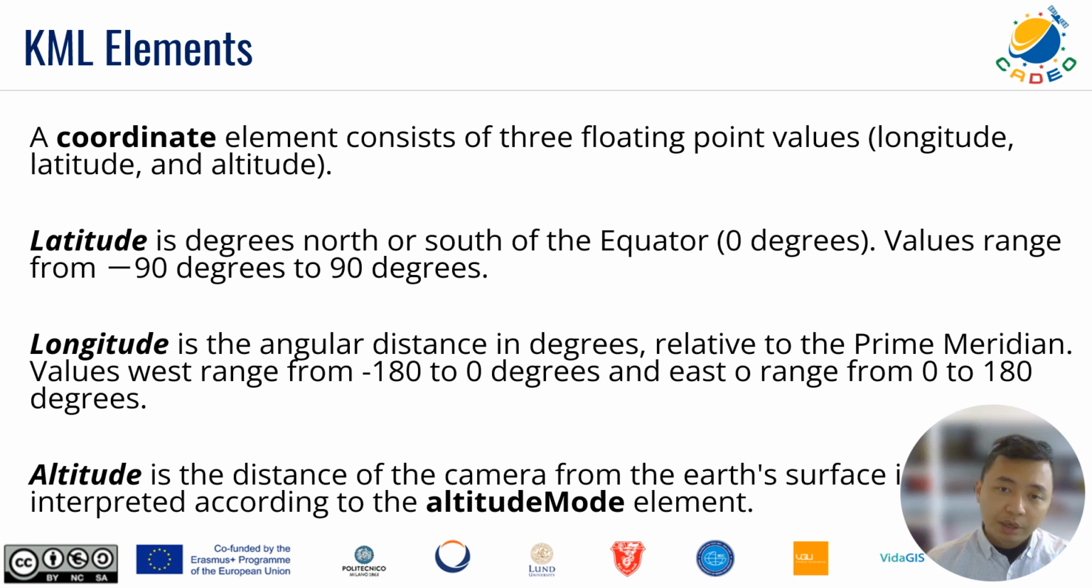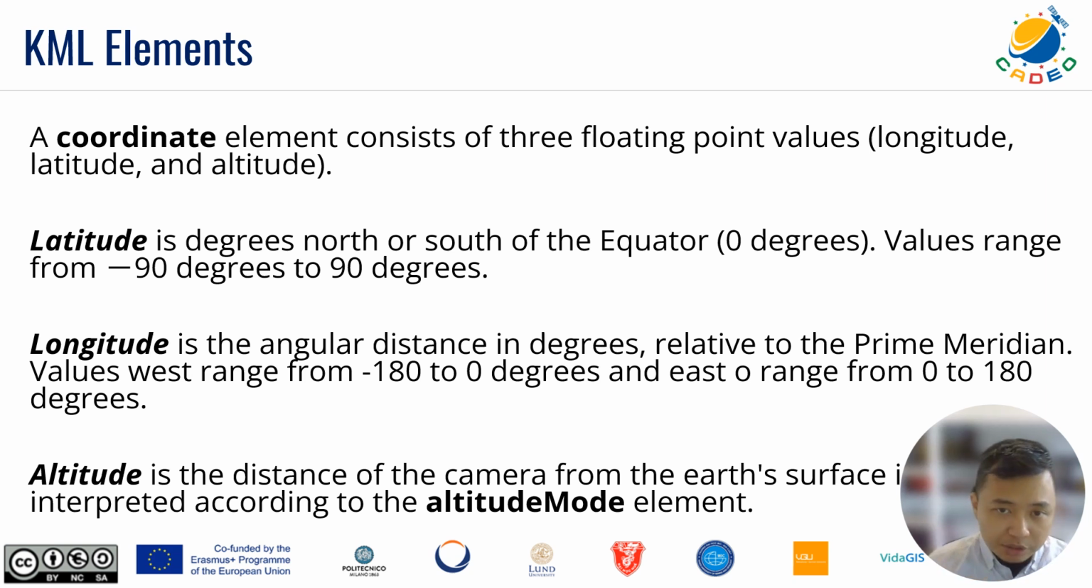Altitude. The altitude is the distance of the camera from the Earth's surface. So this value indicates the vertical distance of the camera or observer from the Earth's surface, typically measured in meters, and the altitude is interpreted according to the altitude mode element, which I'll show you later.